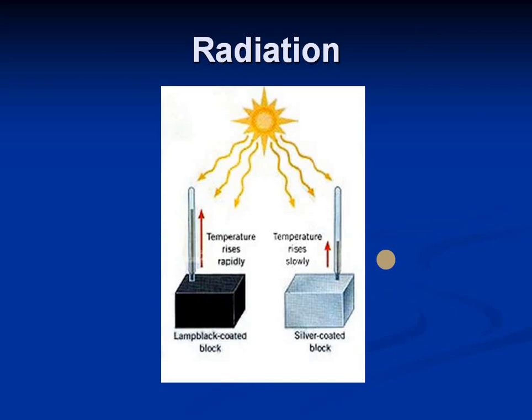Now the next mode of heat transfer is radiation. Here you can see that there are two boxes of the same size. One box is coated black, whereas the other box is white in color. You can observe through the diagram that the temperature rise is more in the lamp black coated box, whereas the temperature rise is slow in the silver coated one. Why? Because black color is a good radiator of heat.